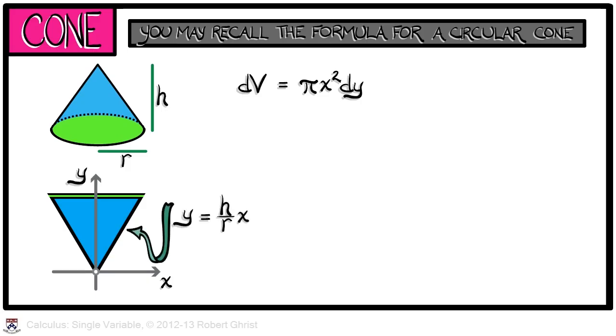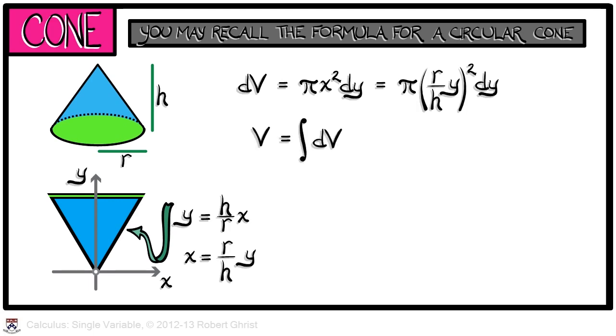So, writing things as we have done so with the apex at the origin of the plane, we see that the equation for the line that determines the profile of the cone is y equals h over r times x. Solving for x as r over h times y, we substitute into the formula for the volume element to obtain pi times quantity r over h y squared dy.